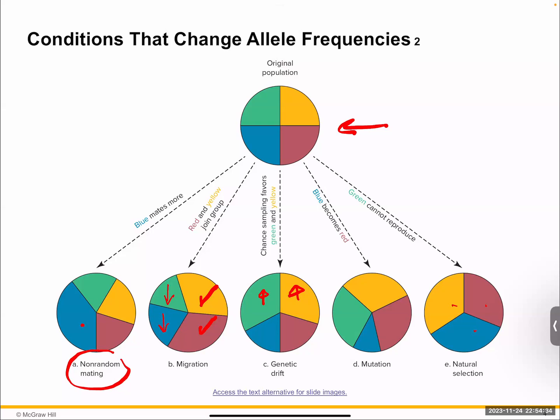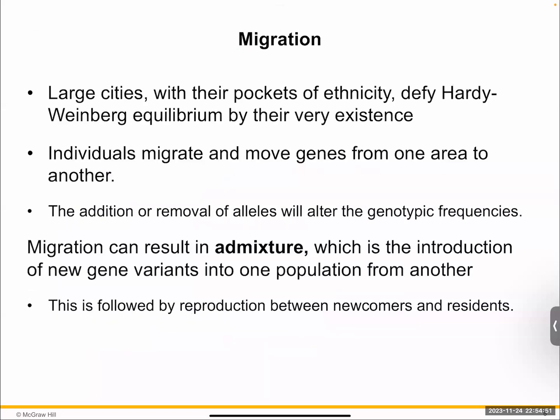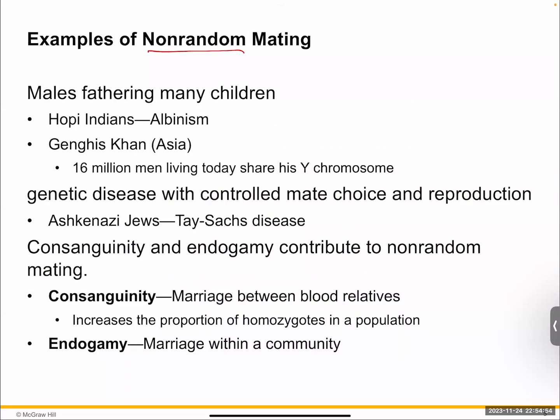Now, as I mentioned, our focus in this lecture is how each of these factors affects our overall allele frequency within a population. So let's take a look at some of these factors. Random mating is one of the things that we talked about. Non-random mating basically implies that you're relying on specific characteristics or a specific situation to put a specific sex at a higher rate of reproduction.